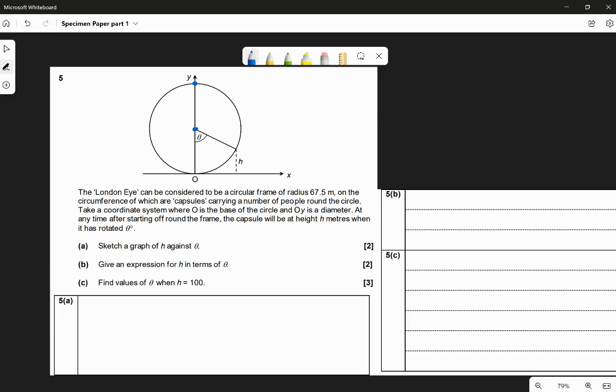Take a coordinate system where O, the origin, is the base of the circle, and O to Y is the diameter. At any time after starting off around the frame, the capsule will be at height h meters when it has rotated theta degrees. So when it has rotated 0 degrees, we are at the origin. When it has rotated 90 degrees, we are over here on the right side of the circle. When it's rotated 180 degrees, we are at the very top of the circle, etc. Okay?